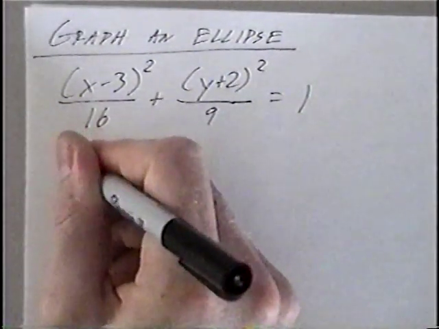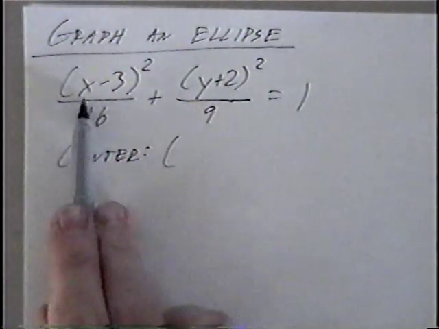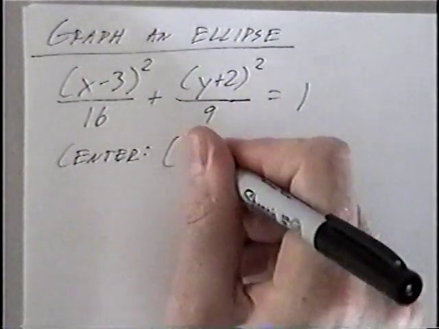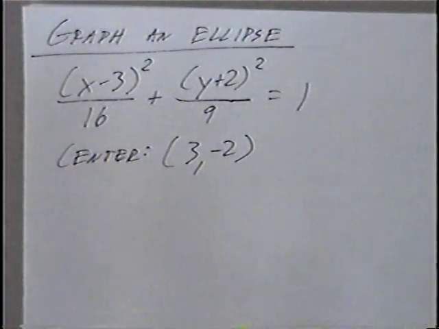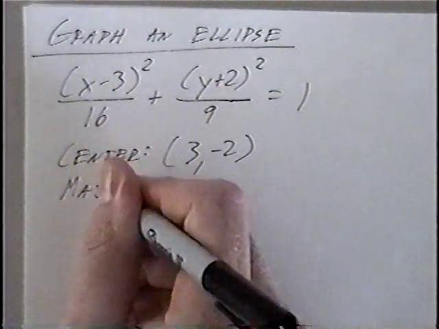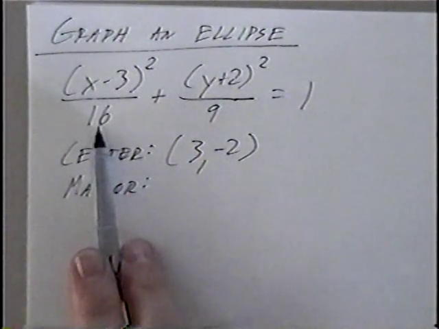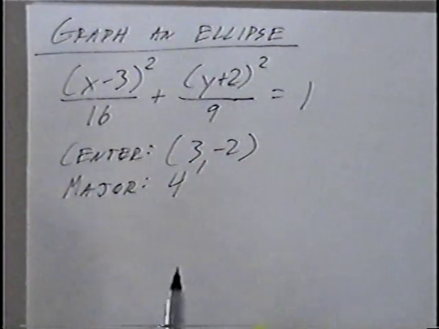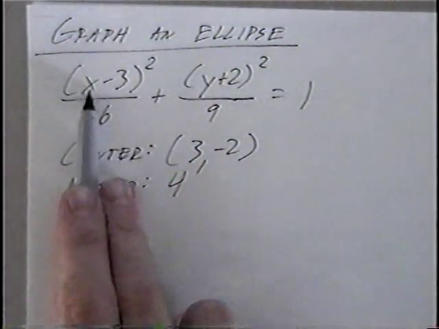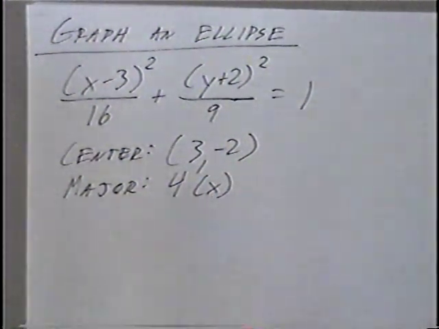To find the center of the ellipse, the x value again, we'll take the opposite of that number, which would be 3. And the y value would be -2. Instead of a radius, we'll have a major and minor axis. The major will be the bigger number underneath the fraction, which would be 16. But just like the radius from the circle, we'll take the square root, which would be 4. After the 4, since the 16's underneath the x on the fraction, we'll put an x. So this will be 4 units in the x direction.